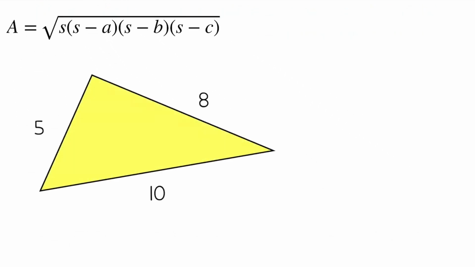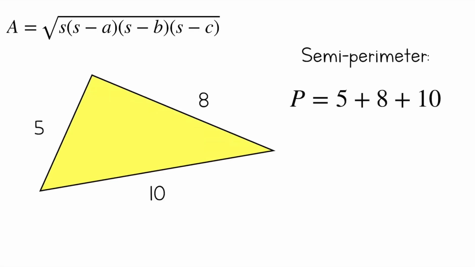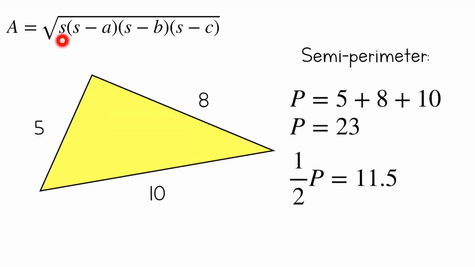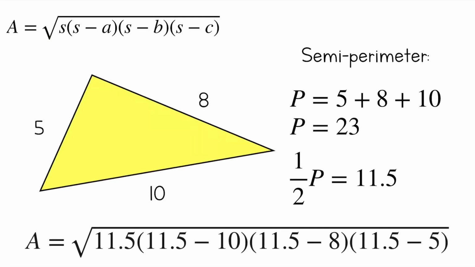The first step is to find the semi-perimeter, and to do that we need to find the perimeter first. So the perimeter is 5 plus 8 plus 10, which is 23. And that makes the semi-perimeter 11.5. Now all we need to do is plug 11.5 and our 3 side lengths into Heron's Formula. And this is what we get.